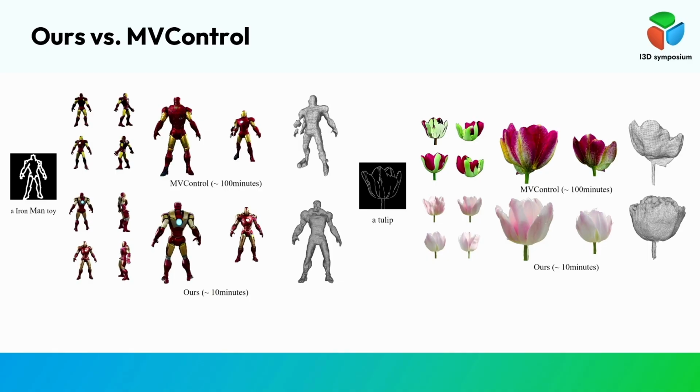The second picture shows that when we input the same text and the canny condition, the visual effect of our model's multi-view prediction is significantly better than MV control.